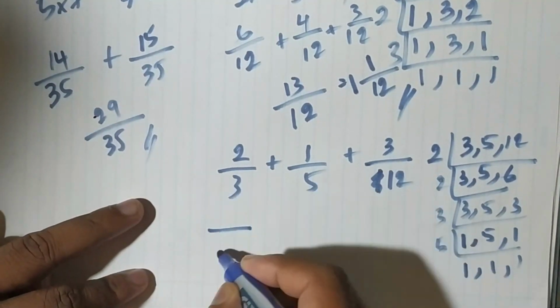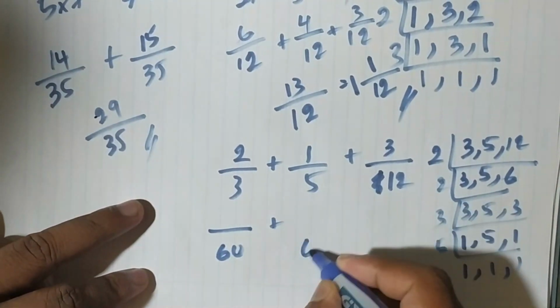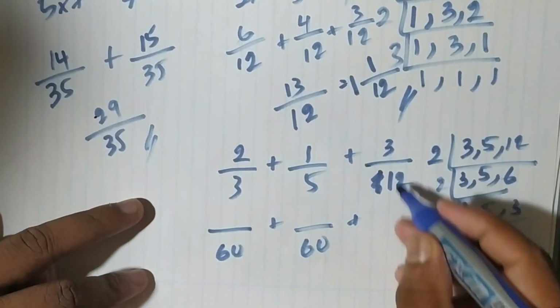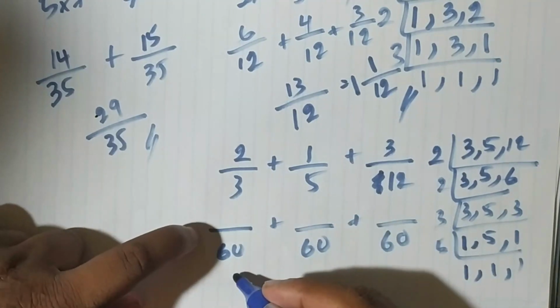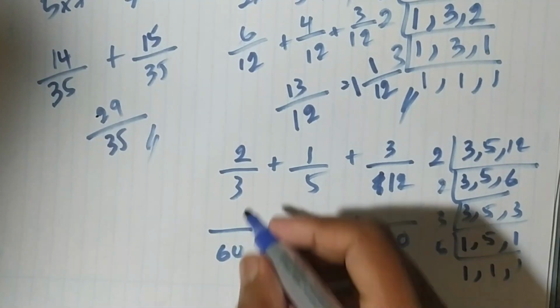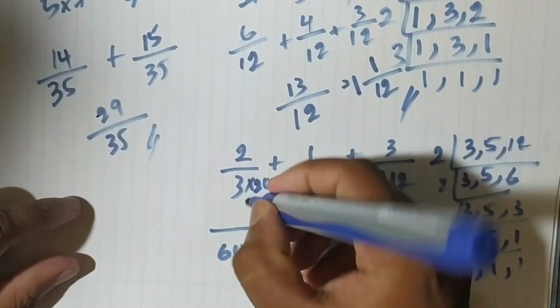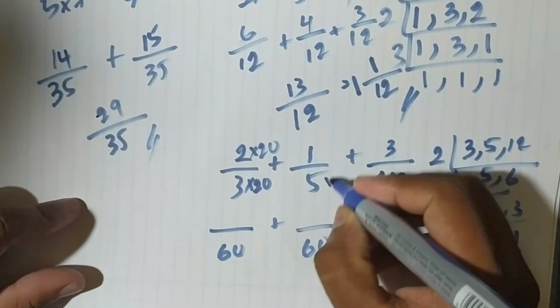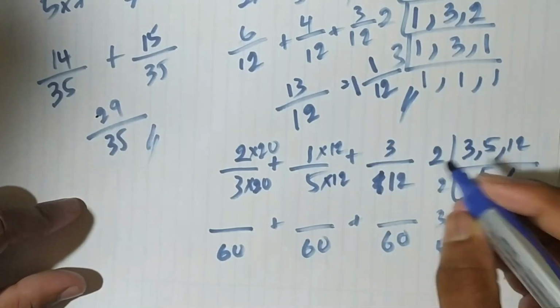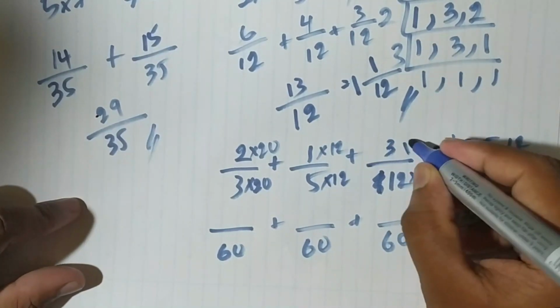So in this I should convert this into 60, and this also I should convert into 60. This one also I should convert into 60. So 3 into how much is 60? 3 into 20 is 60. So if you multiply this by 20, this also you should multiply by 20. 5 into 12, this also multiply by 12. 12 into 5, 3 into 5.